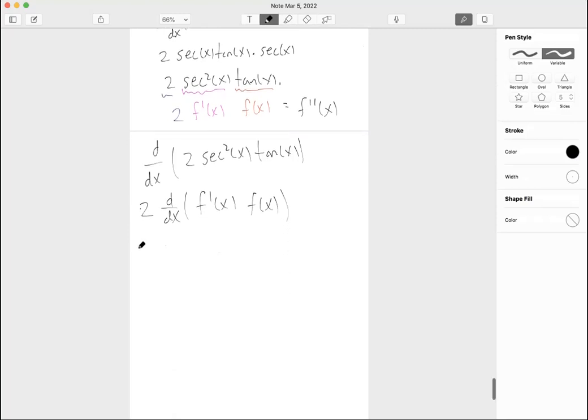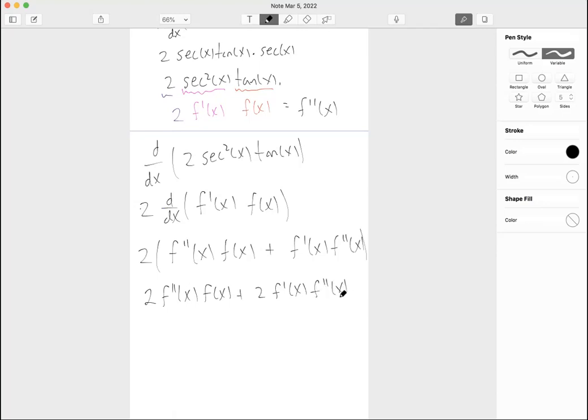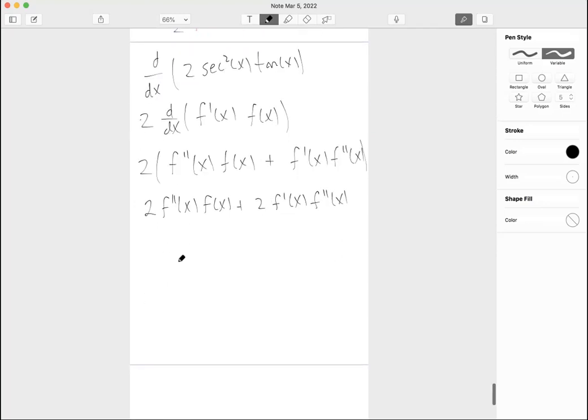So what is this going to be? It's going to be 2 times, so the derivative of the first is f double prime times the second. Then we have f prime times f double prime. So we're getting pretty far away from when we started, right? So 2 f double prime f plus 2 f prime f double prime. So actually maybe factoring looks easier.